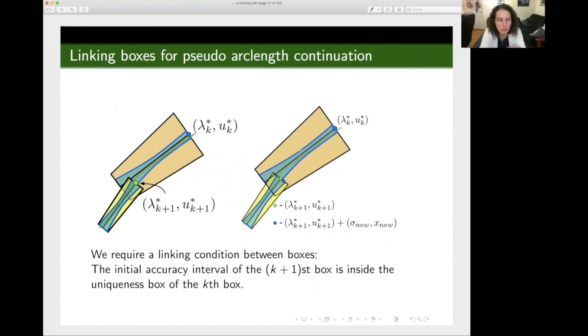That's right. So in this picture, if one of the two is contained in the uniqueness box of the other one, then both solutions must be equal. Okay. That makes sense. I guess it would be harder to check the other way around, but you're right. Yes, that totally makes sense.